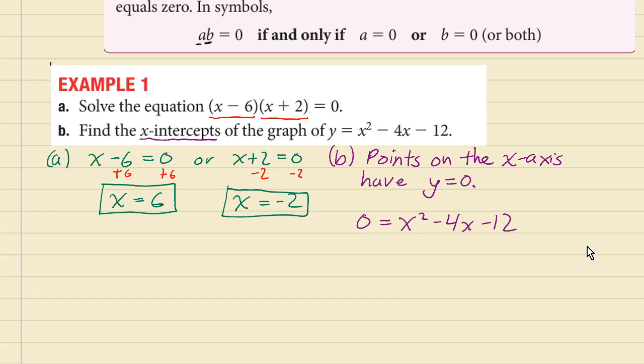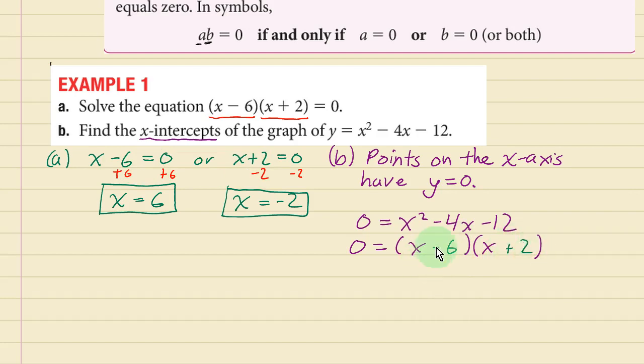And now we need to solve this, but to use the zero factor principle, we've got to factor it first. So here we're going to have x plus something, maybe x minus something here, and whatever these numbers are, they need to multiply to make -12 and add up to -4. Oh, and I think I see some inspiration over here. -6 and plus 2 should work.